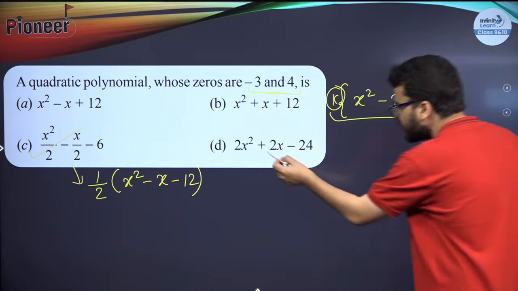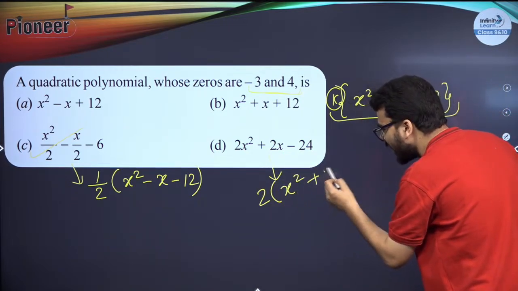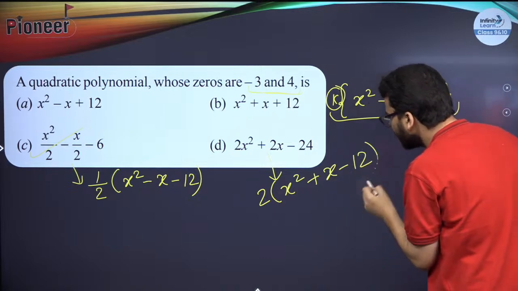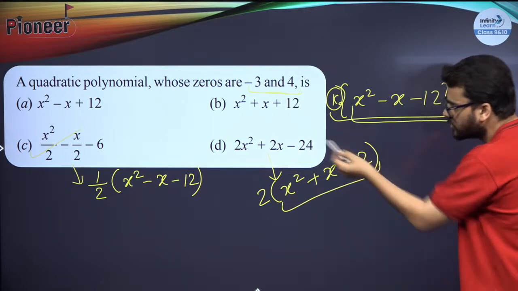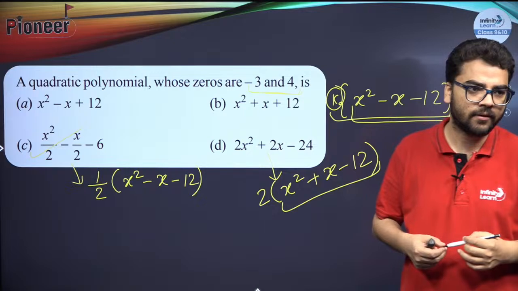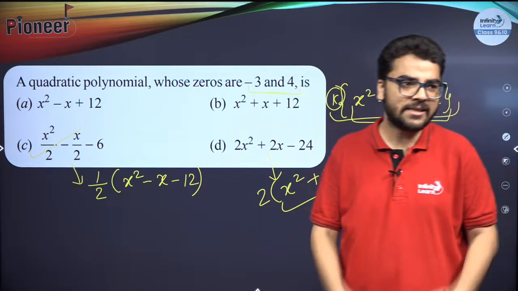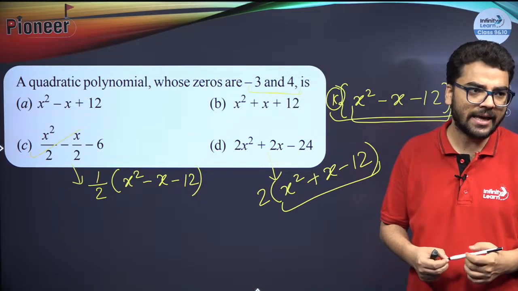If you talk about this one, suppose you are taking 2 as common. So you will get x square plus x minus 12. So are you getting something of this form? Are you getting x square minus x minus 12? No. So this one is not working now. Is it clear? Is this clear, Sajjad, Joinil? Yes. Simple question.